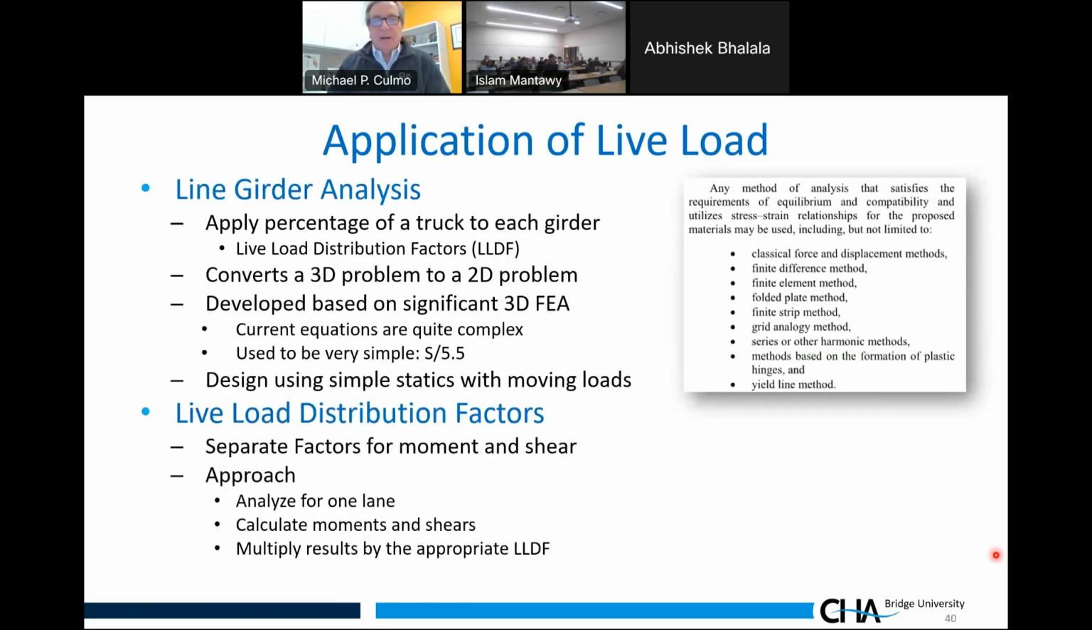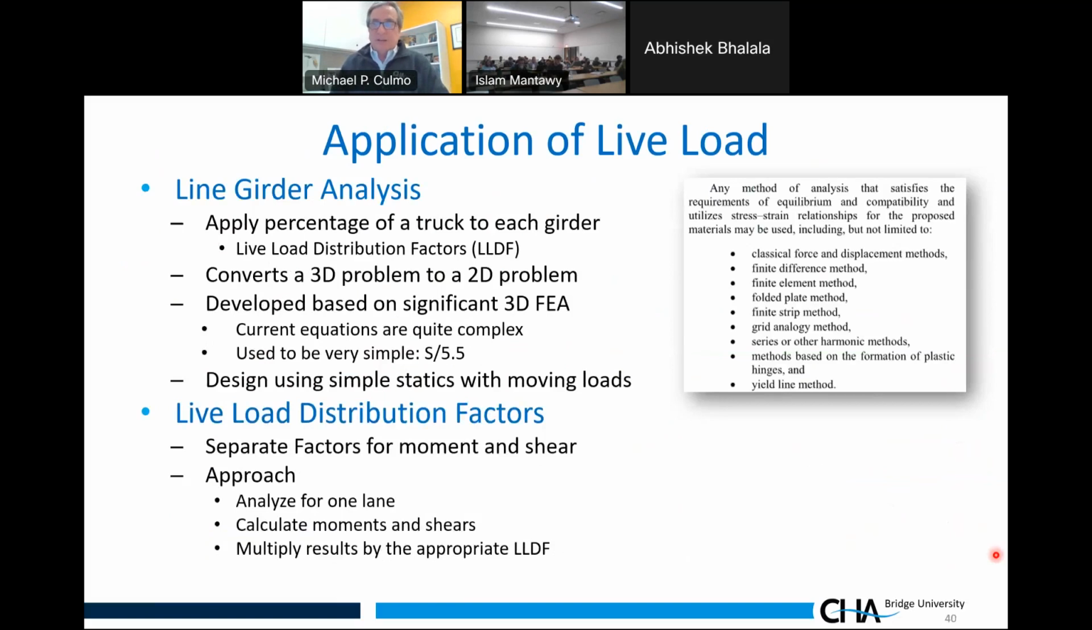So the idea of a line girder analysis is we apply a percentage of a truck to each girder, which is called the live load distribution factor. Essentially, it's a unitless number, but a 0.35 means 35% of the lane load is applied to that particular girder. So essentially what we're doing is converting a 3D problem into a 2D problem.